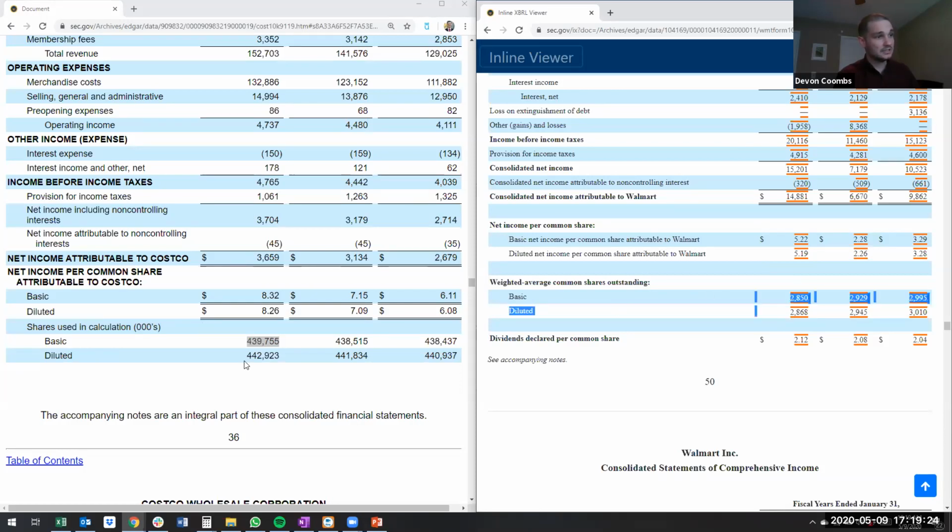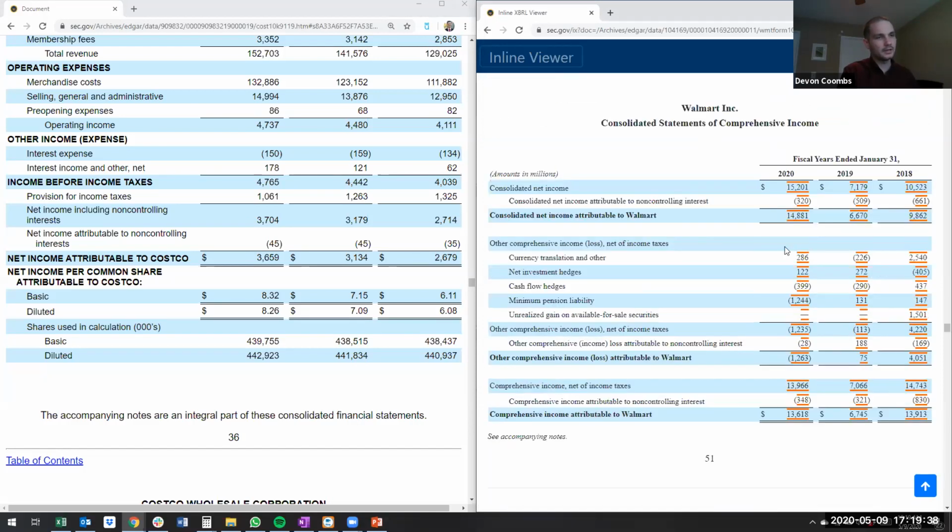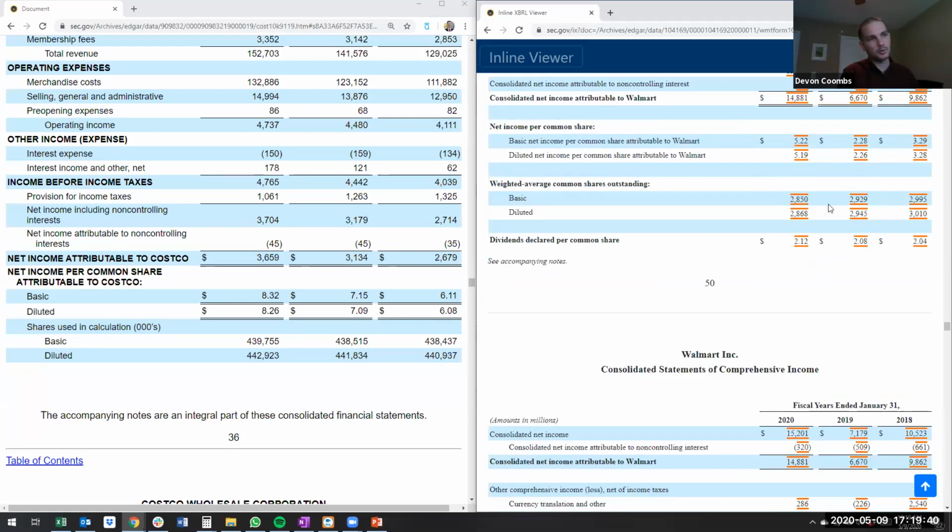So it actually looks like Costco has a lot more shares outstanding than Walmart as well. Walmart has about 2 billion shares outstanding. Costco has 439. Oh, look, 2 million. I think there must be a note related to this one. I'm guessing this is in billions. I'm guessing Walmart has larger shares than Costco. And this is probably in millions, and this is probably in billions.